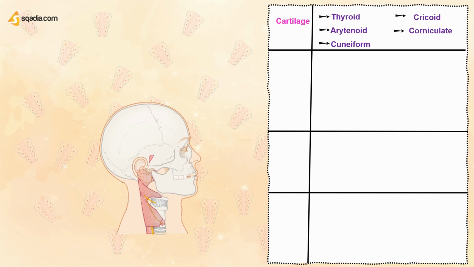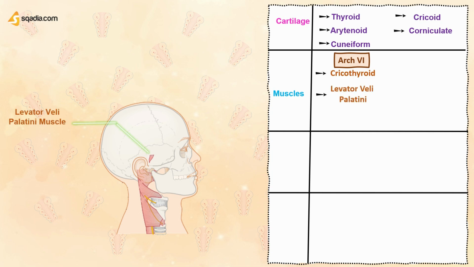What are corniculate and cuneiform cartilages? Covered by the aryepiglottic folds, the cuneiforms form the lateral aspect of the laryngeal inlet, while the corniculates form the posterior aspect. Now, moving to the muscles given rise by the 4th and 6th pharyngeal arches. Pharyngeal arch 4 gives rise to cricothyroid, levator veli palatini, and the pharyngeal constrictors.